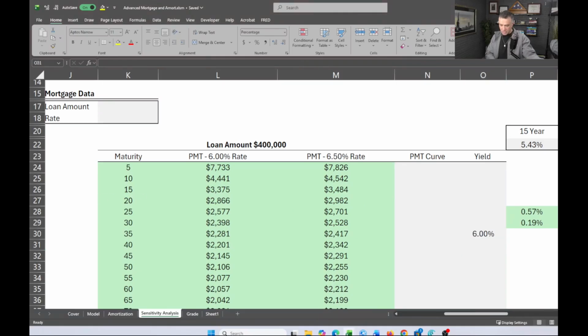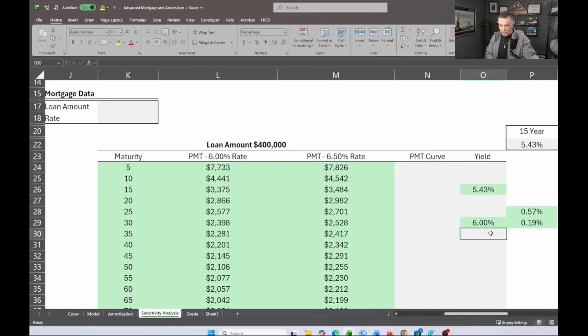Oh, let me make sure I did a 35. So we want to do that there. There we go. That's our 30. And then we could plug in our 15. I'm going to say equals. There's our 15 right there.